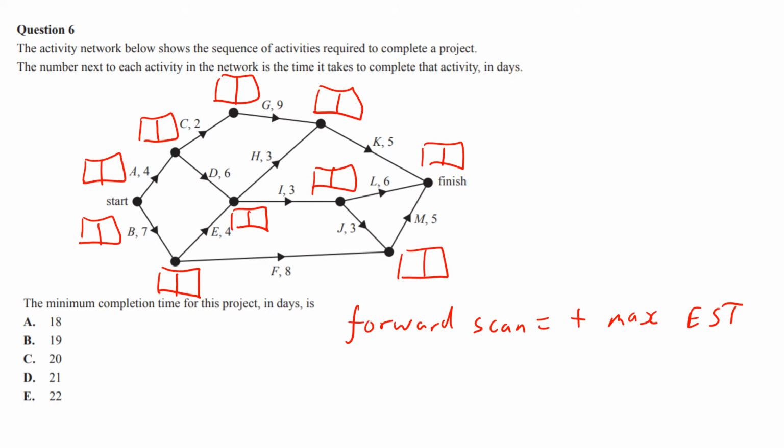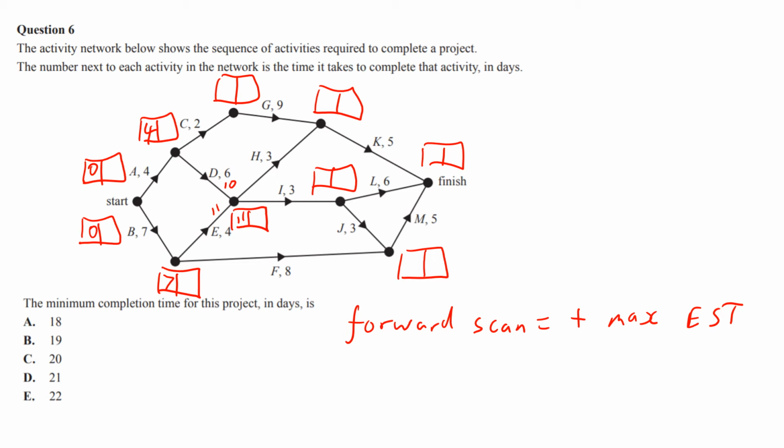All right, so I put my boxes. Forward scan is adding for the maximum, and it gives you the EST. So if it goes 0 here, 0 plus 4, 4. 0 here, 0 plus 7 is 7. 7 plus 4 is 11. 6 plus 4 is 10. So we're going to go with the 11. Already that tells me to go in certain directions, but let's just go with it.